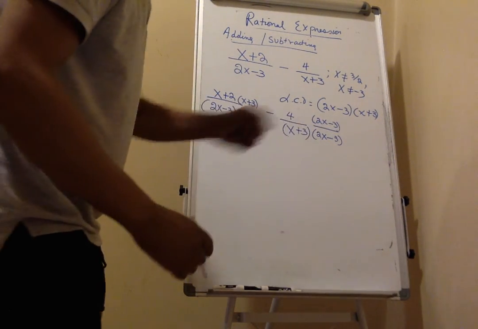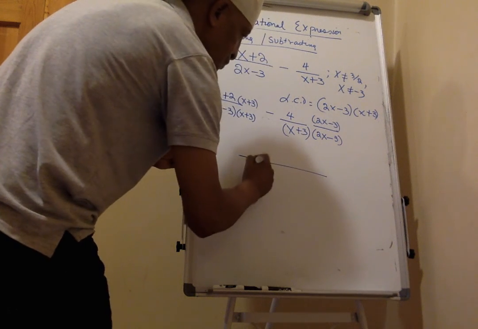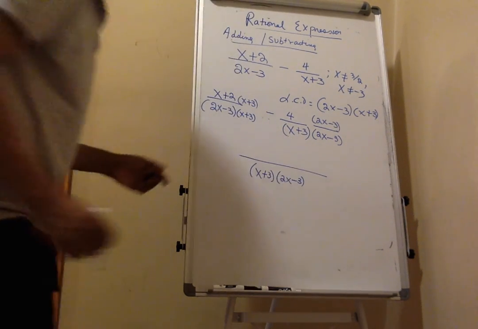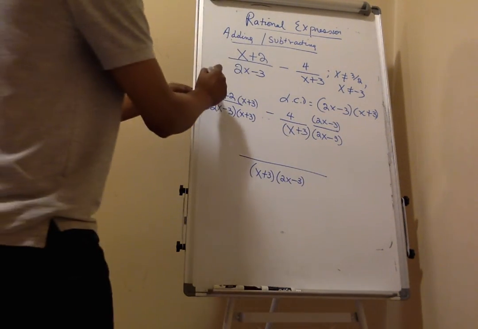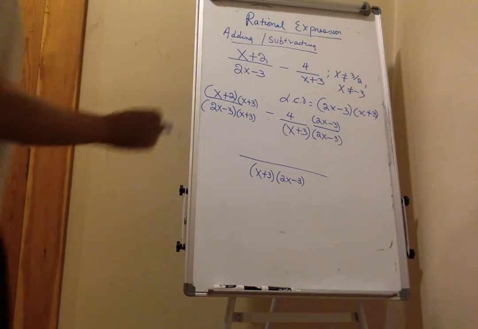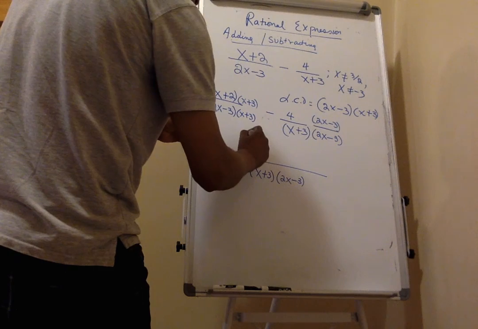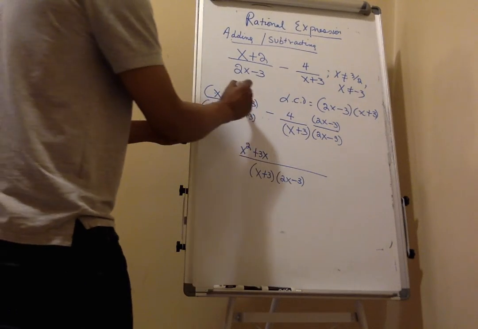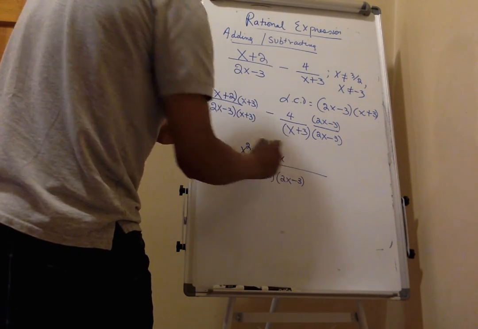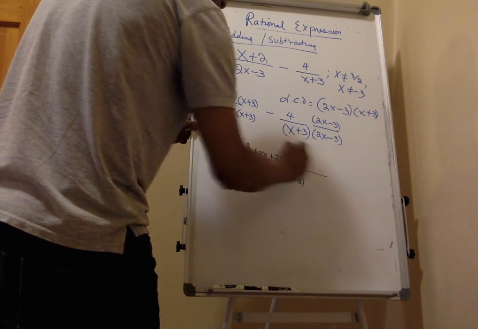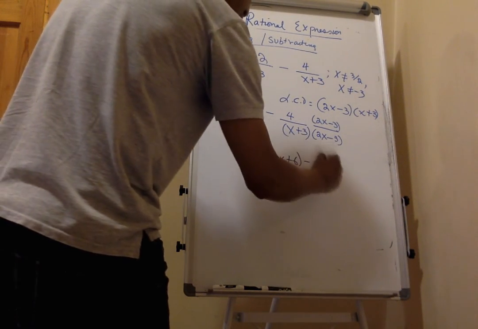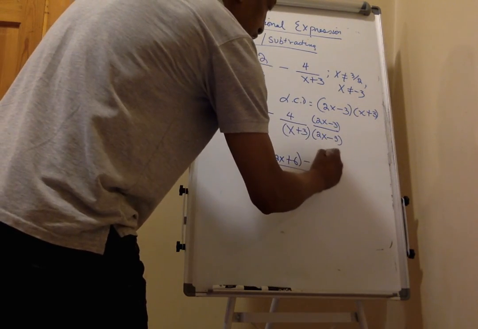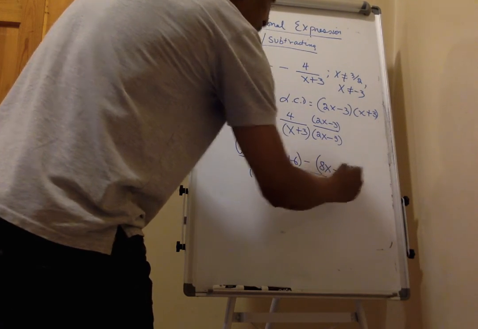Now we know we have the same denominator. So I'm going to rewrite x plus 3 and 2x minus 3. Okay? I'm going to do a FOIL here. So x times x is x squared, x times 3 is 3x, and then 2 times x is 2x, and 2 times 3 is 6. I'm going to put a parenthesis, minus. Now I'm going to distribute 4 to everything inside, so that would be 8x minus 12. Okay?